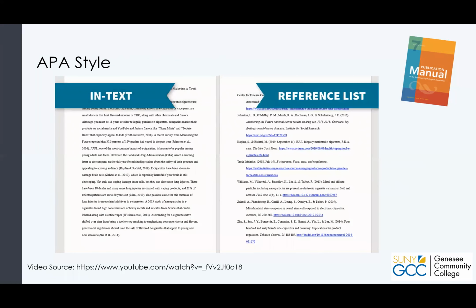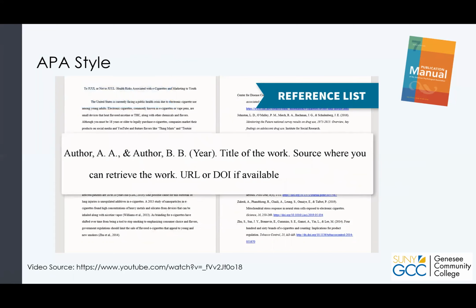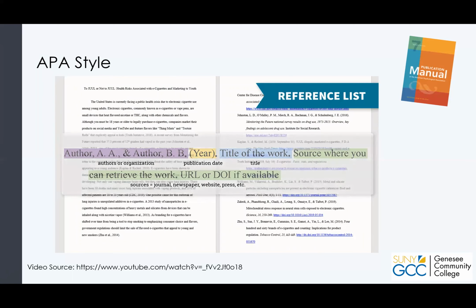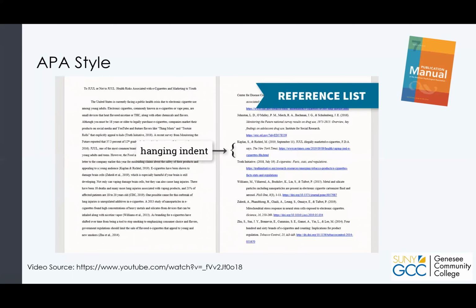Then, include a complete citation in the reference list at the end of your paper. Your in-text and reference list citations should match. A reference list citation typically includes the author, the date, the title of the work, and the source, or information about where you can get it, including any URLs or other links. Each part is separated with a period. In the reference list, use a hanging indent and organize your references alphabetically by author's last name.